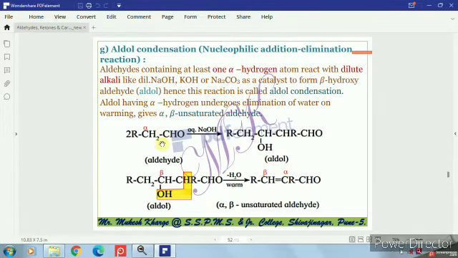Let us see, this is a general representation of an aldehyde, RCH2CHO. CHO is the functional group. The carbon next to that is alpha, next to that is beta. So your aldehyde must contain at least one alpha hydrogen. Then that compound undergoes aldol condensation. It reacts with a dilute alkali such as aqueous NaOH, KOH or sodium carbonate, which acts as a catalyst, and it will form a beta hydroxyaldehyde.